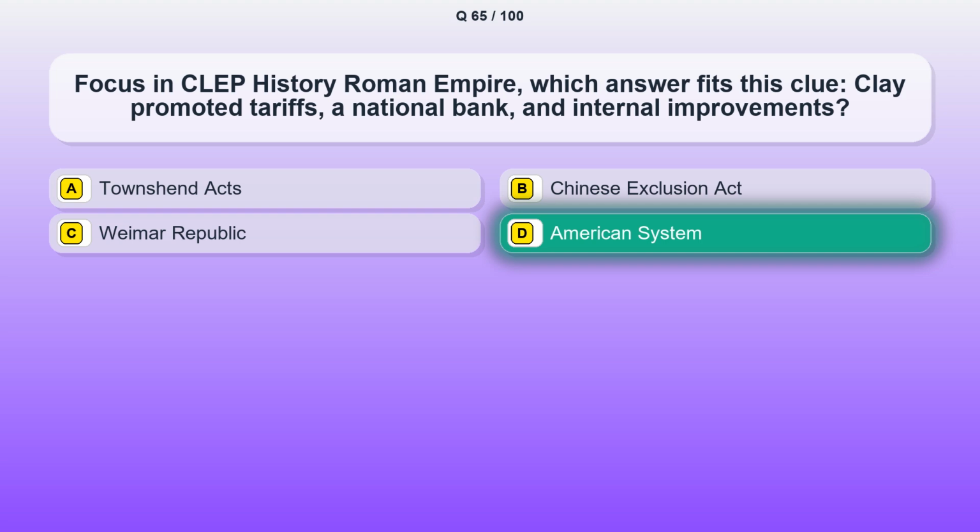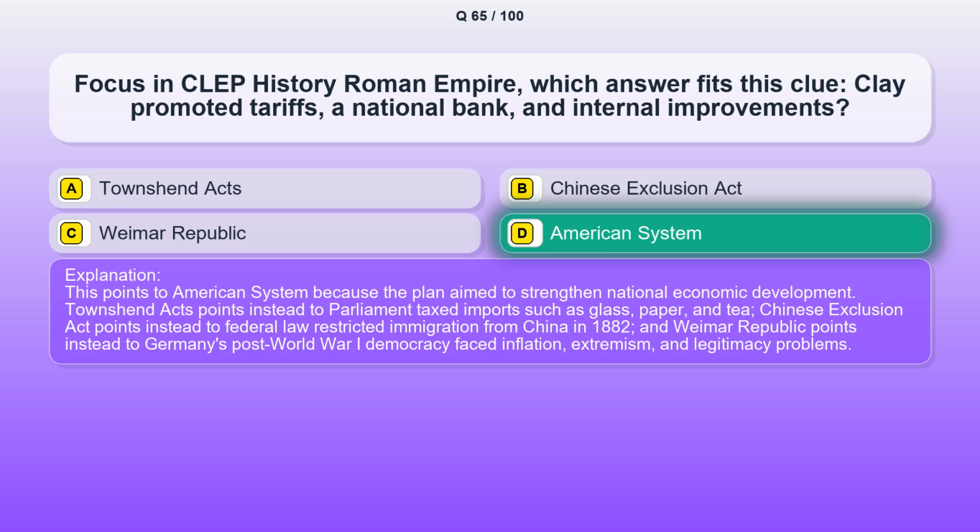The correct answer is option D, American System. This points to American System because the plan aimed to strengthen national economic development. Townsend Acts points instead to Parliament taxed imports such as glass, paper, and tea. Chinese Exclusion Act points instead to federal law restricted immigration from China in 1882, and Weimar Republic points instead to Germany's post-World War I democracy faced inflation, extremism, and legitimacy problems.